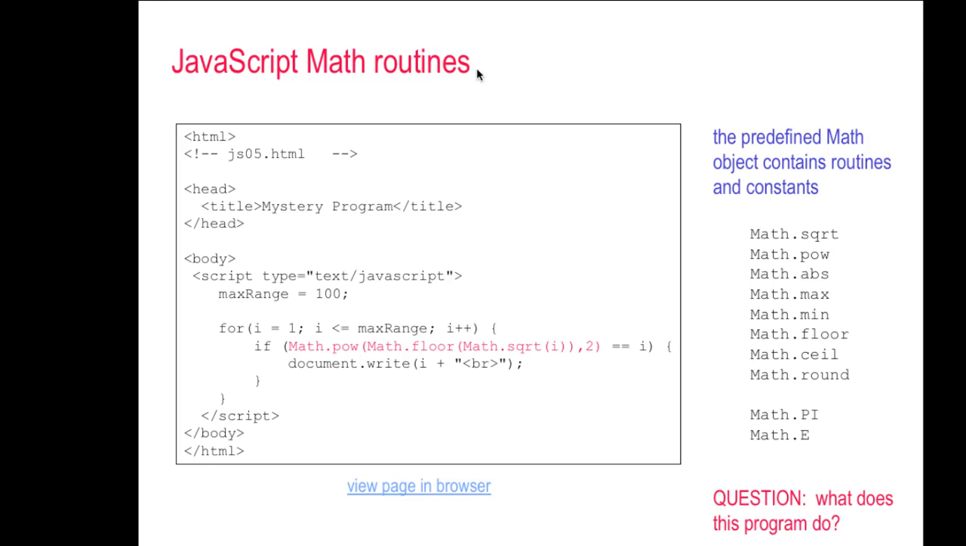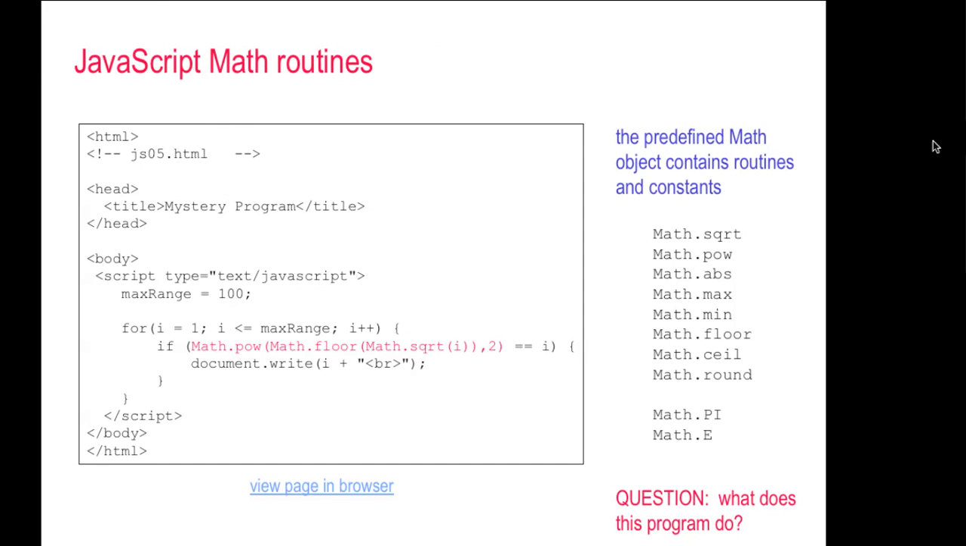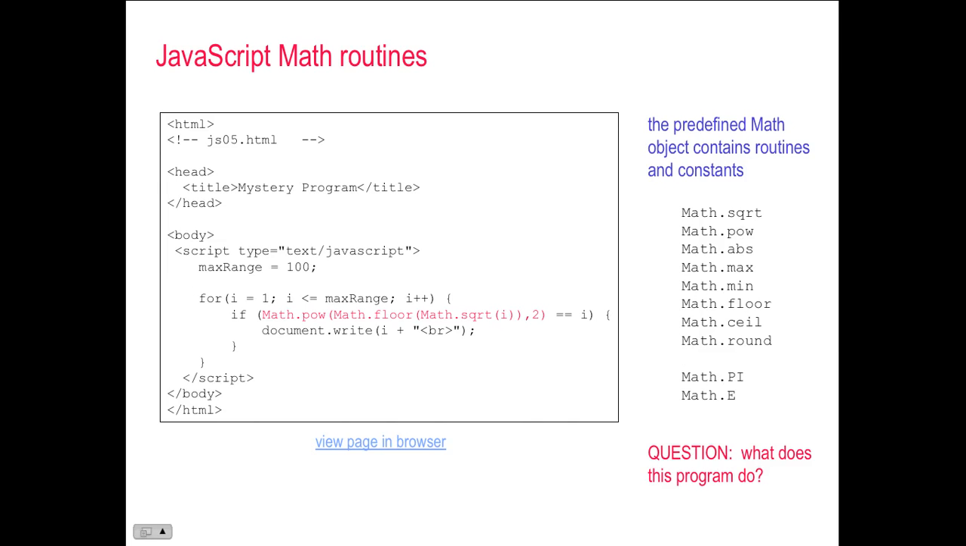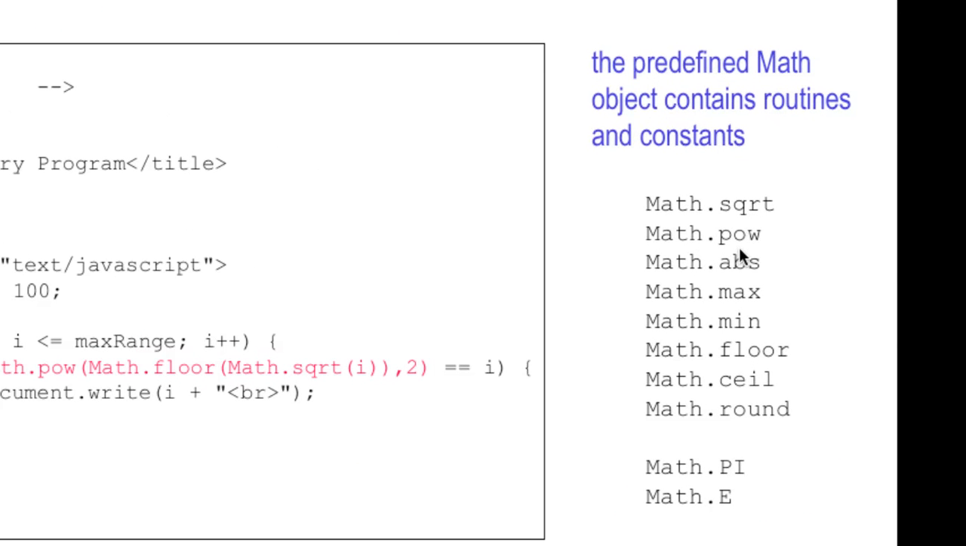So here's our math routines. So we have a predefined object that contains routines and constants in it. And as I was talking about before in terms of the object called document, we have an object here called math. It's a library that's built into JavaScript. So we can go math.square root, math.power, math.maximum, minimum, floor, and ceiling, and we can actually calculate out this, and these are methods that we're running, by the way, on the object.